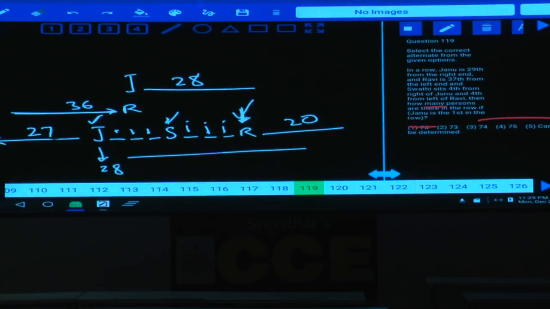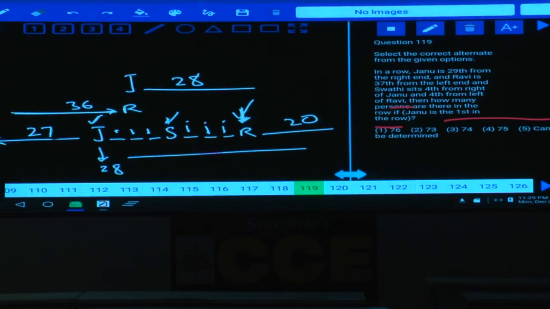Now combine this entire statement. Now what is the statement here? In a row, Janu is 29th from the right, 20 plus 1, 21, 22, 23, 24, 25, 26, 27, 28, 29. Janu is 29th from the right hand. Ravi is 37, 27 plus 1, 28, 29, 30, 31, 32, 33, 34, 35, isn't it? 36 from the left. 37 means 28 persons, isn't it? Then Ravi is 37 from the left hand.